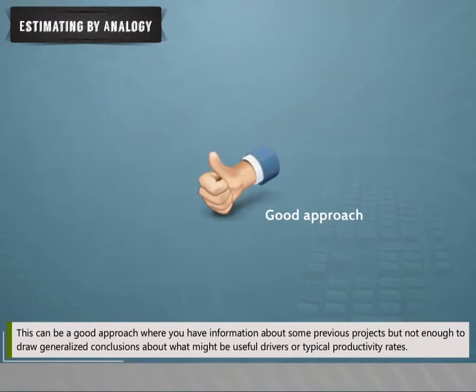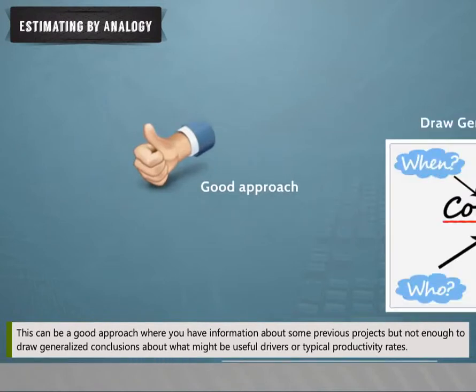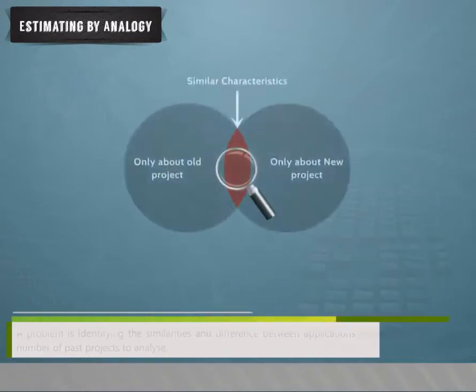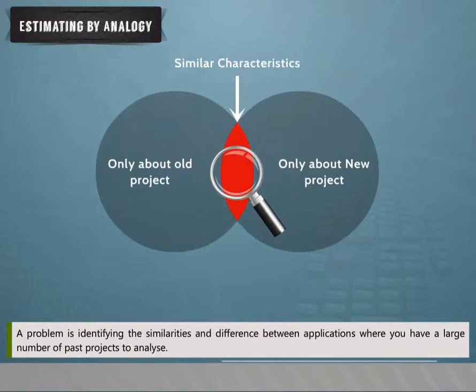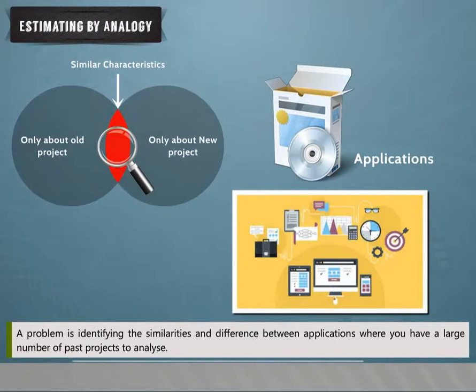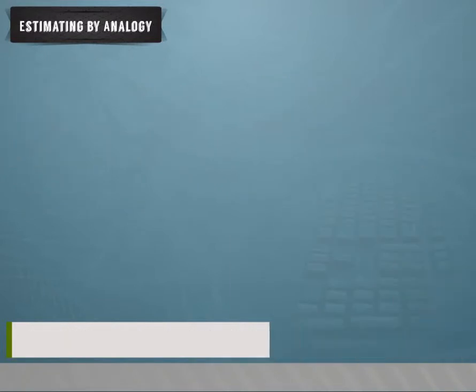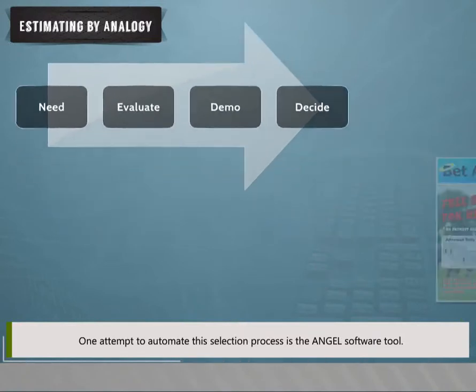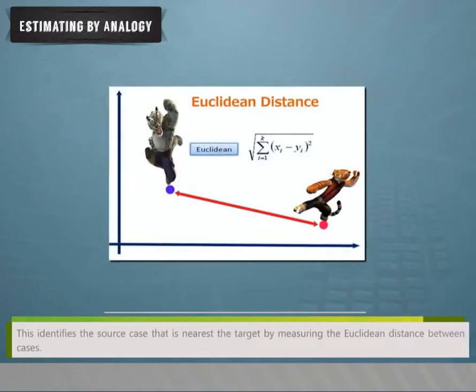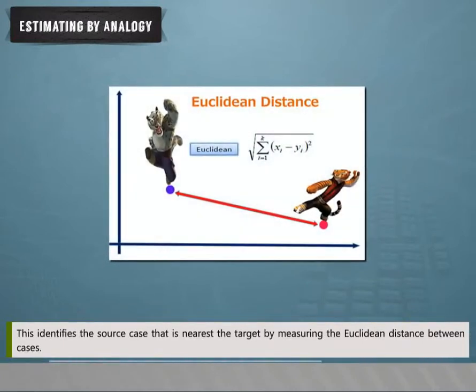This can be a good approach where you have information about some previous projects but not enough to draw generalized conclusions about what might be useful drivers or typical productivity rates. A problem is identifying the similarities and differences between applications where you have a large number of past projects to analyze. One attempt to automate this selection process is the Angel software tool. This identifies the source case that is nearest to the target by measuring the Euclidean distance between cases.